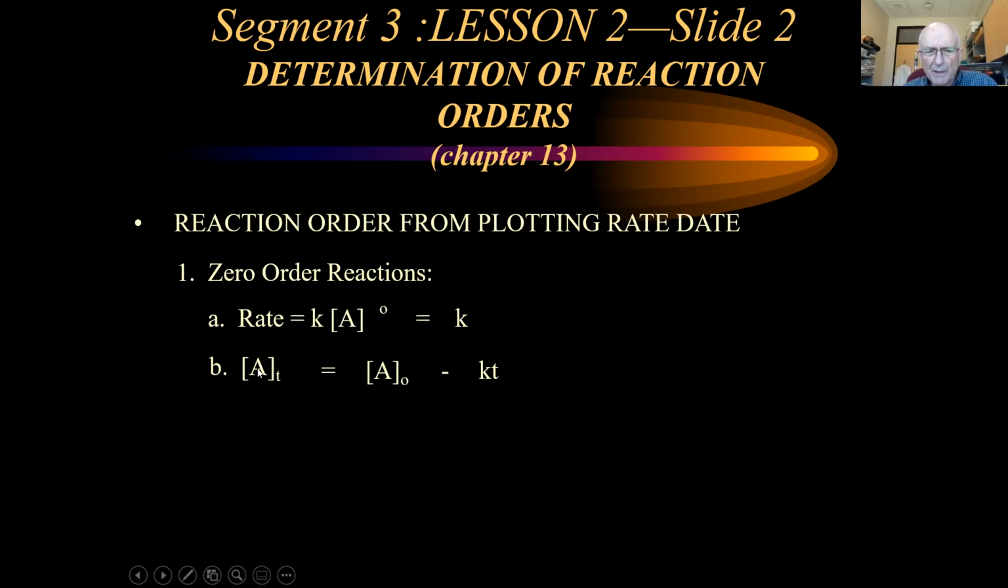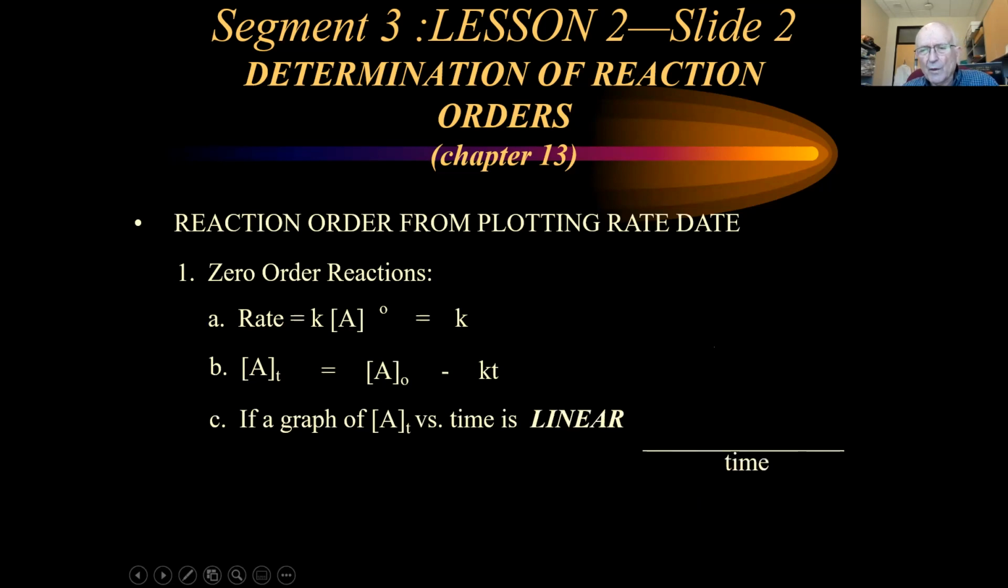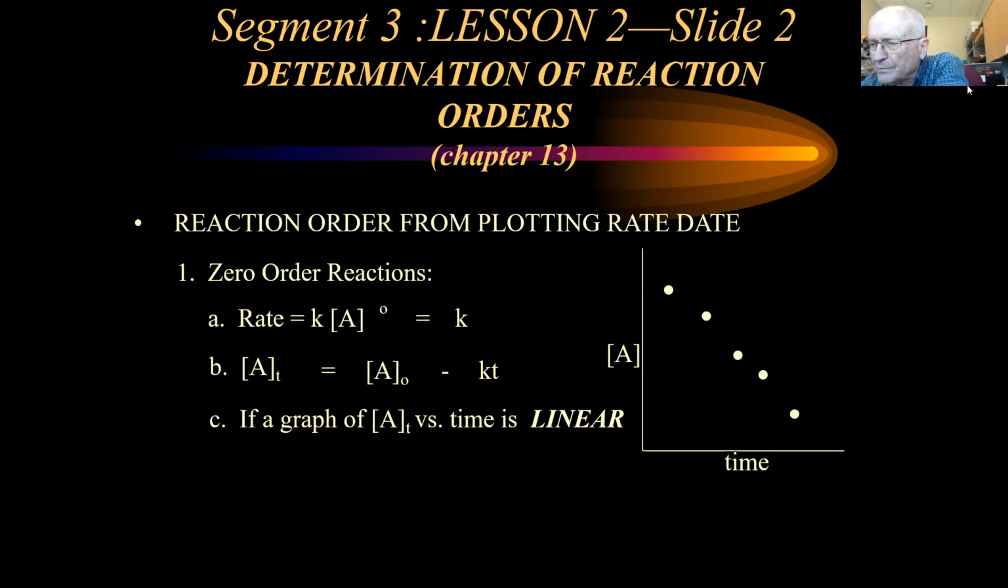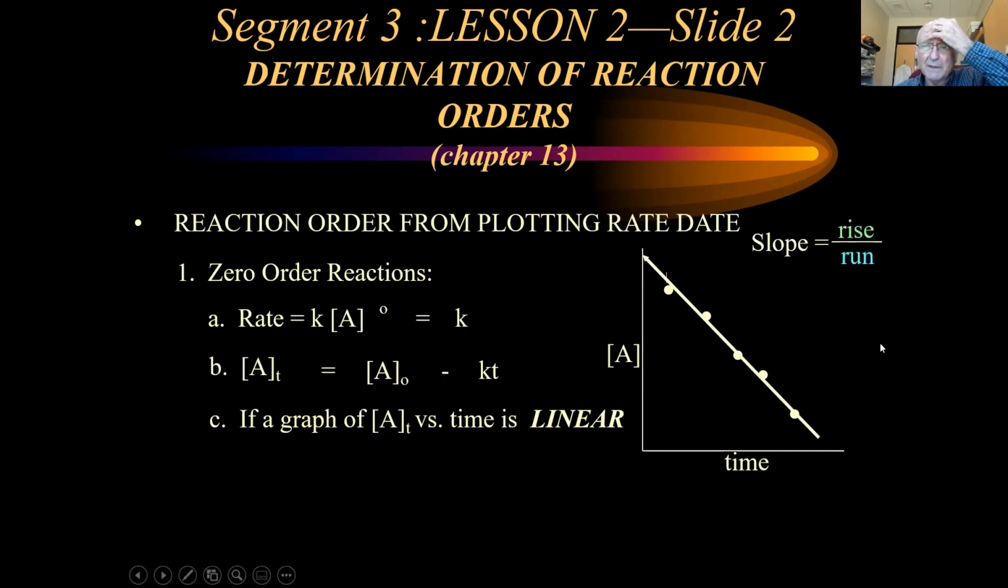So you would be plotting concentration versus time, and you'd get a straight line if you did that. And so what you would have is, if you made this kind of plot, the concentration versus time, if it's zero order, the data will be linear. So you wind up with a straight line, and you could calculate then what the slope of that line is, again, by taking the rise and dividing by the run.